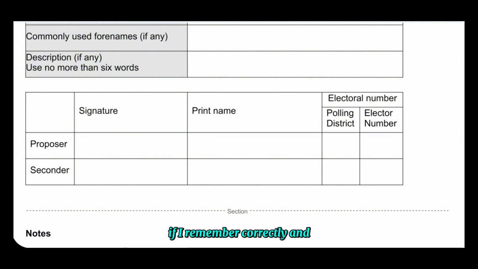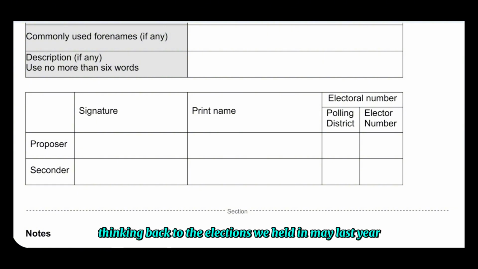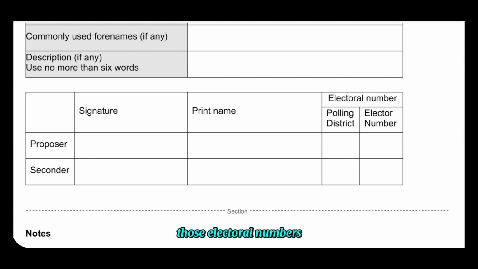And actually, if I remember correctly, and I'm thinking back to the elections we held in May last year, there were people who turned up without knowing those electoral numbers, and the team that were there when they were checking away through the form were able to cross-reference it against the register. So there are multiple ways there to find that out. It's not as complicated as you might fear. And that's the end of section 1A.